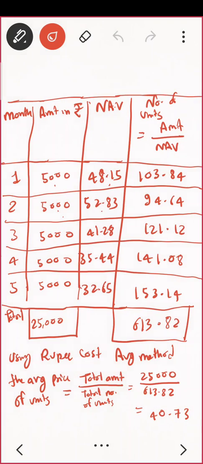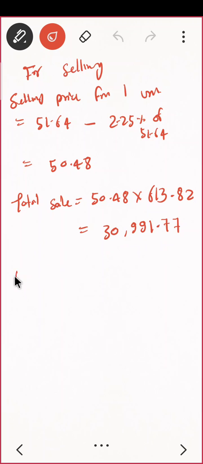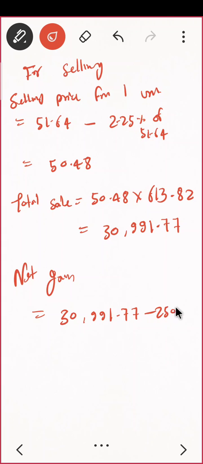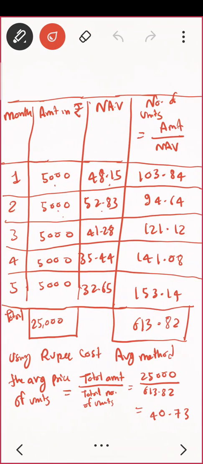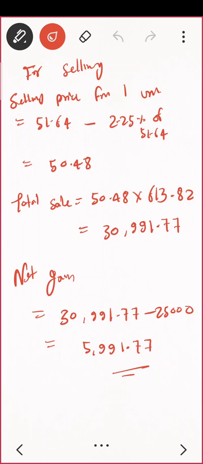Find net gain. What is net gain? He invested 25,000 and he is getting 30,991.77. So net gain is equal to 30,991.77 minus 25,000. The answer will be 5,991.77. See, you are just investing 25,000 in the SIP and you are getting around 6,000 more in just 5 months. That's why this is quite nice, better than any other.